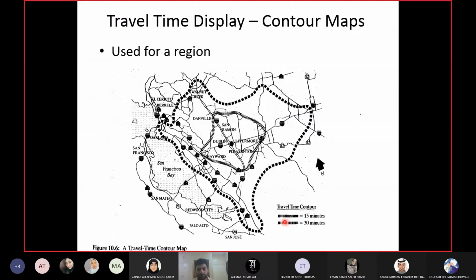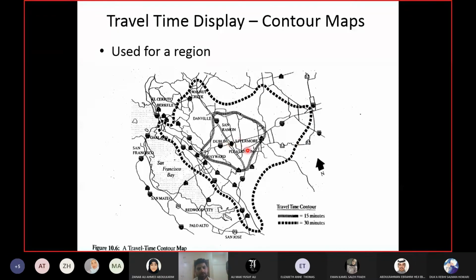So there are two lines, one for 15 minutes travel time, one for 30 minutes travel time, and the travel time is taken from this center. This is the center of the map, and the lines show the travel time from this point. So any point on this line has a travel time of 15 minutes from this location. If I'm here, to get to this point, I will need 15 minutes. Similarly, if I'm at any point on this line, I will need 30 minutes or half an hour to get to this center location.